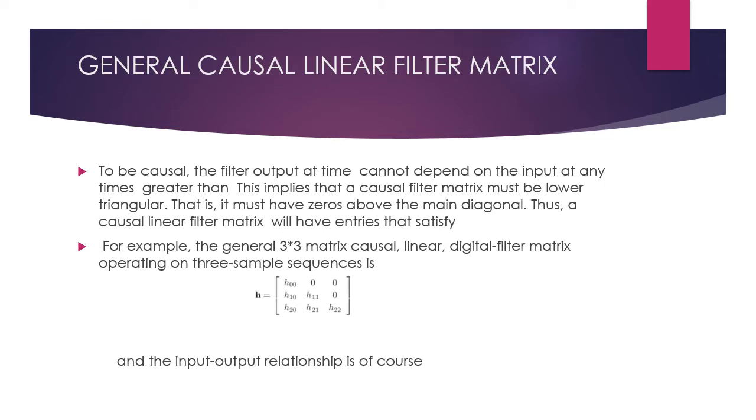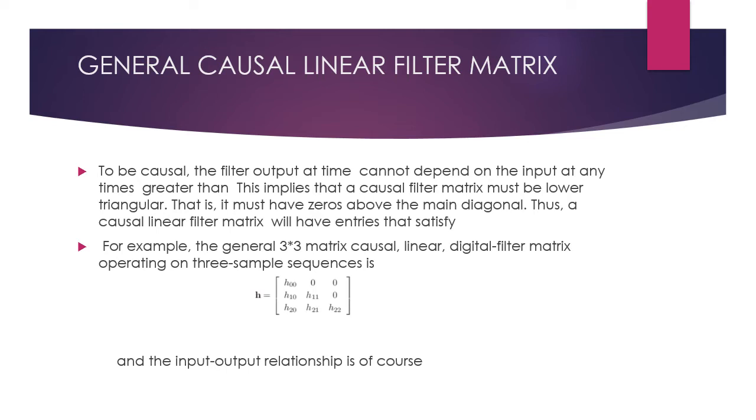To be causal, the filter output at time n, where n belongs to 0 to N minus 1, cannot depend on the input at any time m greater than n. This implies that a causal filter matrix must be lower triangular. That is, it must have zeros above the main diagonal. Thus, a causal linear filter matrix H will have entries that satisfy H(m,n) = 0 for n greater than m.